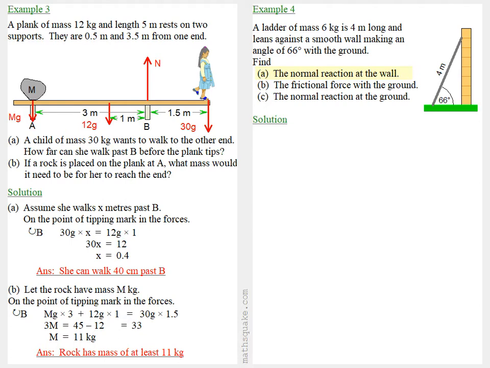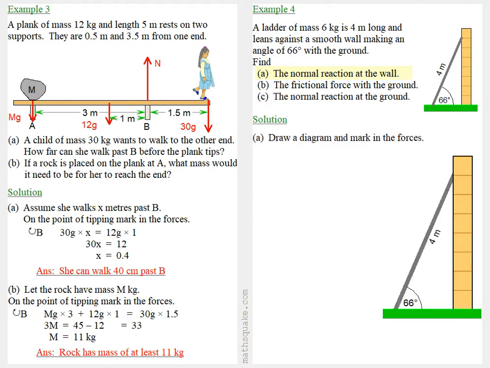Well, to do this, we draw a diagram and mark in the forces. The first force is the weight of the ladder. That acts halfway up the ladder, 2 meters up the ladder, and is 6g vertically downwards. And then we have a normal reaction of the wall against the ladder. That is a force perpendicular to the wall. We can call it P.